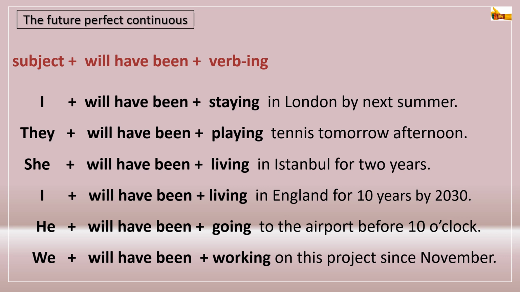They will have been playing tennis tomorrow afternoon. She will have been living in Istanbul for 2 years. I will have been living in England for 10 years by 2030. He will have been going to the airport before 10 o'clock. We will have been working on this project since November.